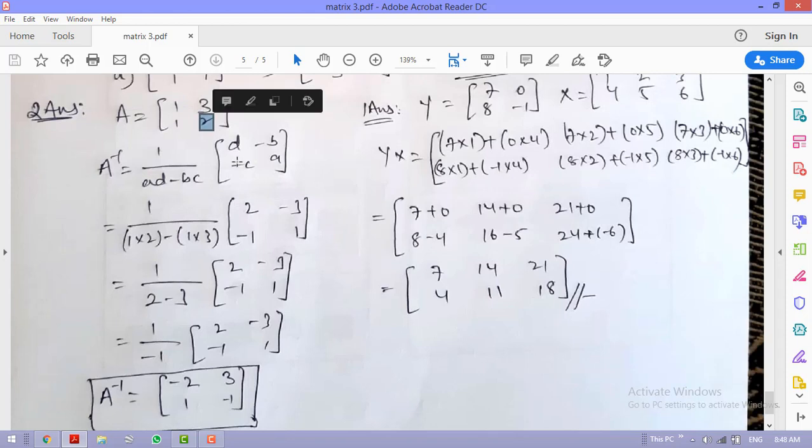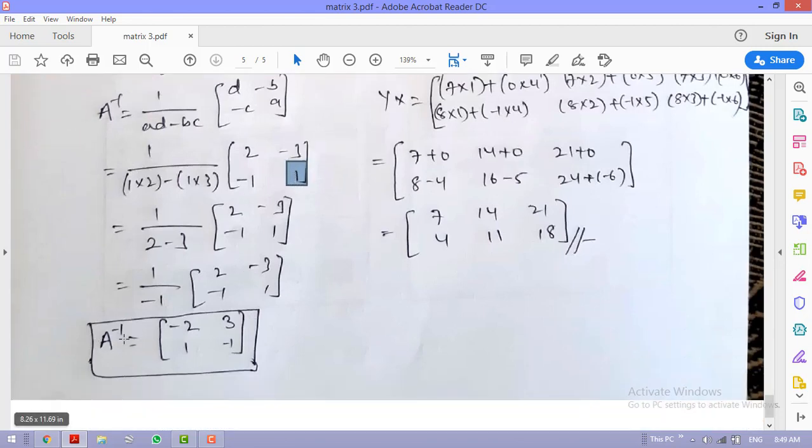Here D is 2, so I wrote 2 in the place of A. Then this 3 has been changed to minus 3, and this one has been changed to minus 1, and over here I should write the A value, which is 1. So after simplifying this, I got the answer as A inverse equal to minus 2, 3, 1 and minus 1.